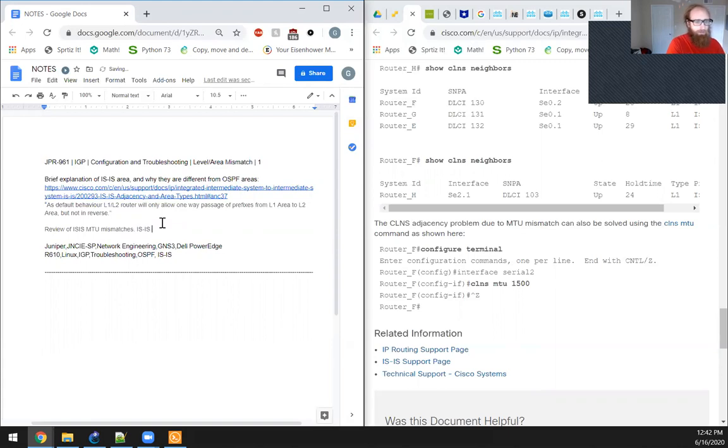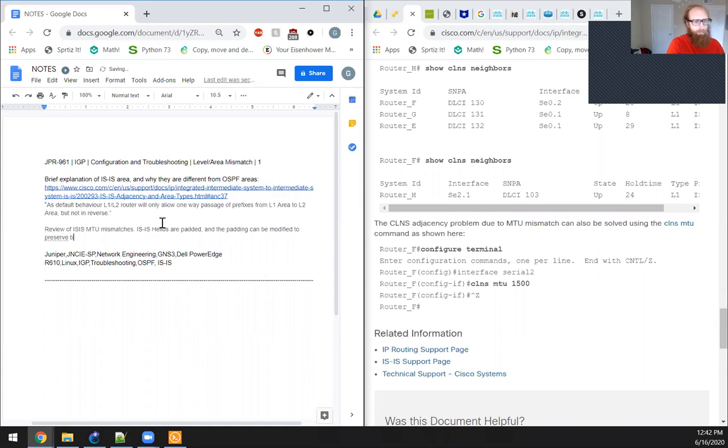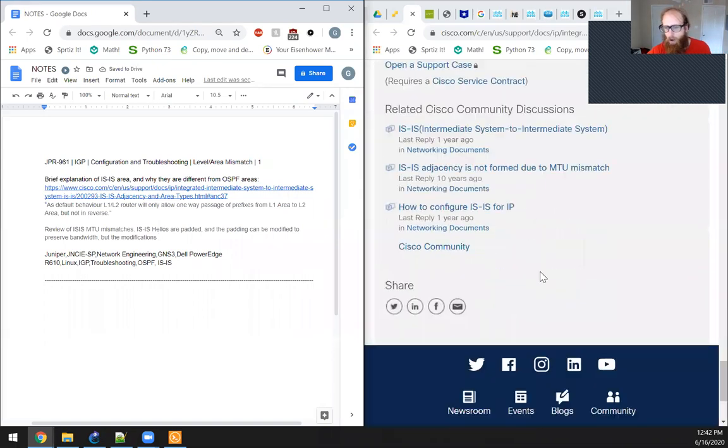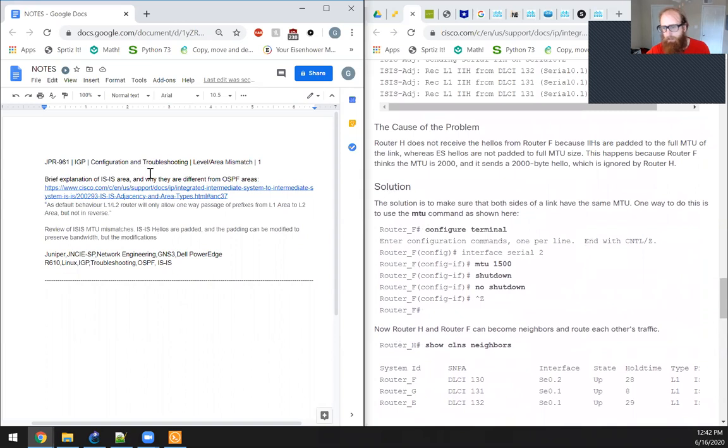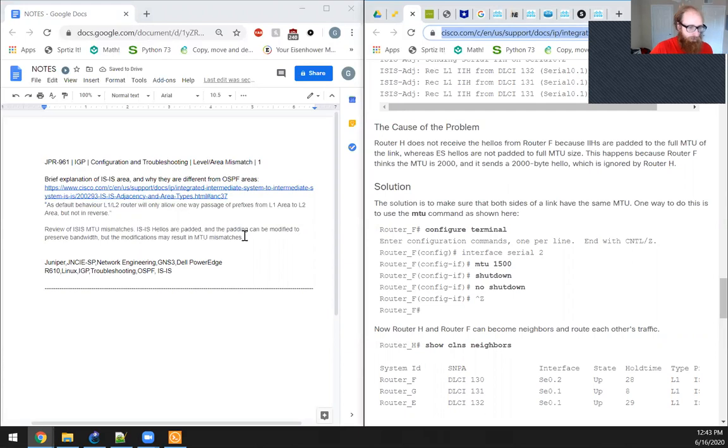ISIS hellos are padded, and the padding can be modified to preserve bandwidth, but the modifications may result in MTU mismatches. Okay, so that's something to look out for on the exam for sure.